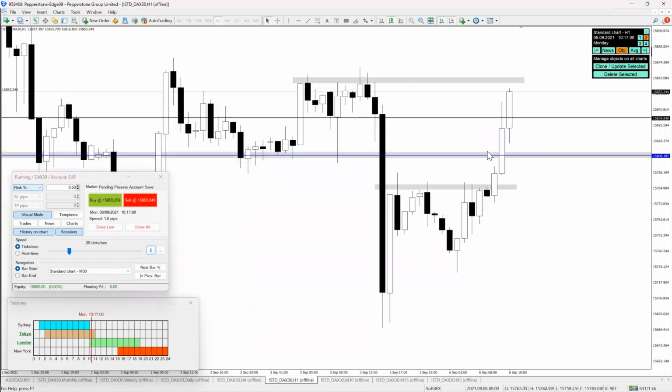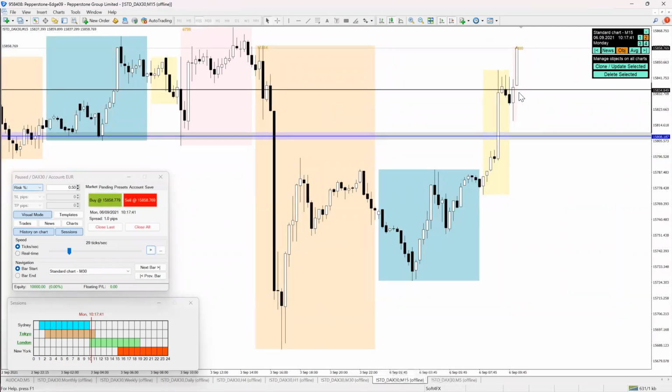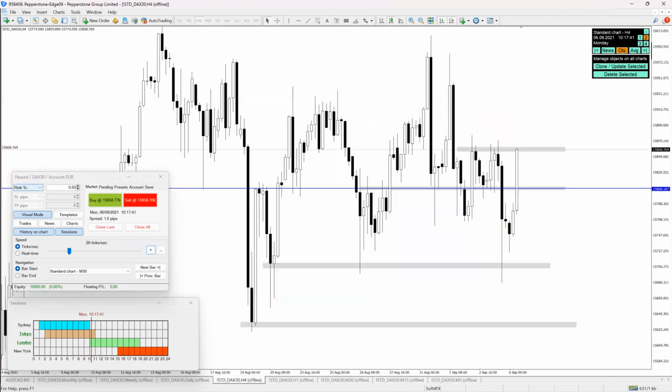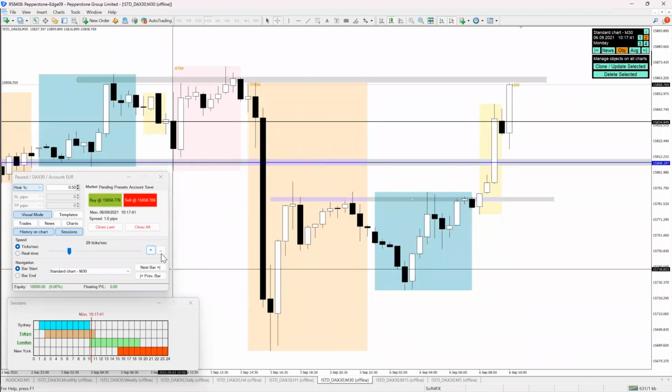The 1 hour is looking nice. Wick down, wick fill. Potentially that would have been the target. Now let's see if we can get something to manipulate these session highs and then maybe look to come back down. So let it go through it.